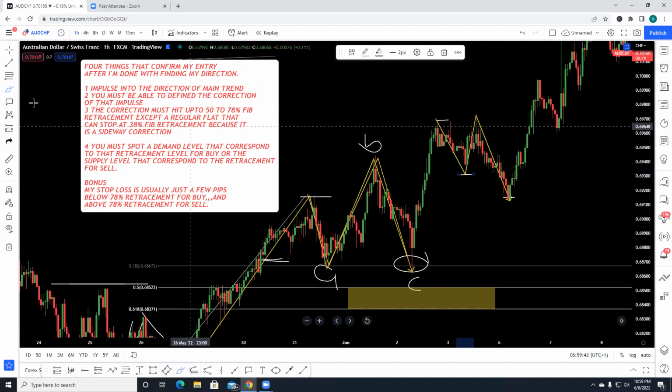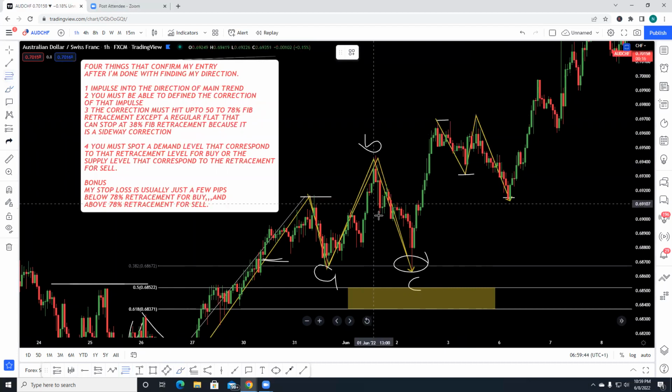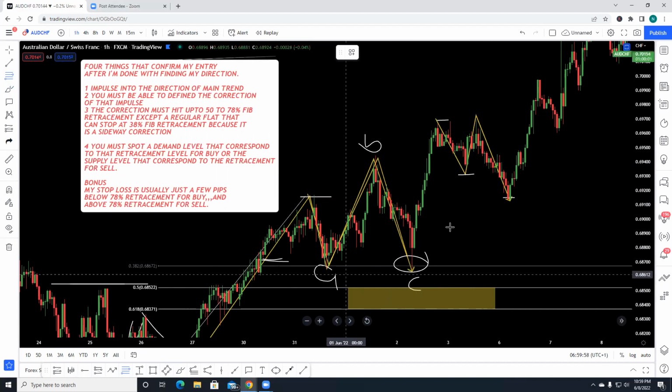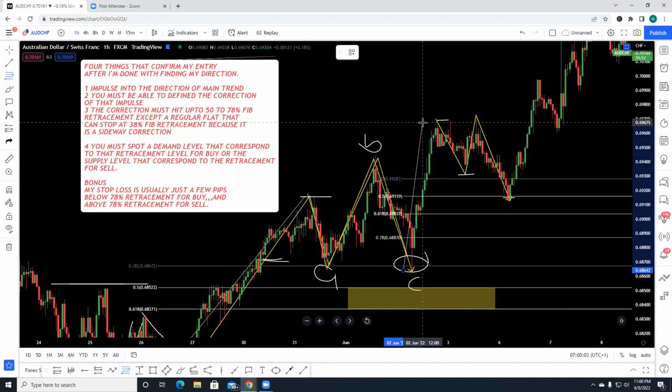So the next thing is to flip that impulse. Flip this impulse from here. We are taking it from the wicks, guys. I know some of you will not take the impulse from the wicks. It's not correct like that. You have to take your impulse from the wicks. Take it from here to here.